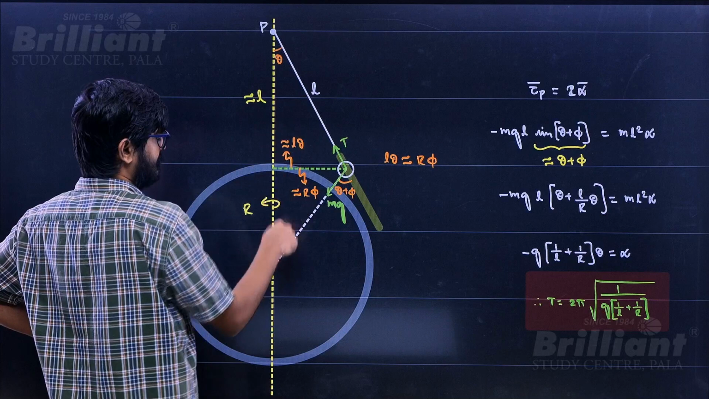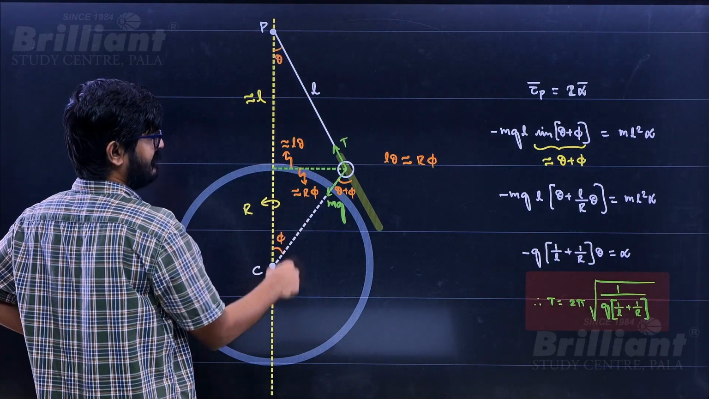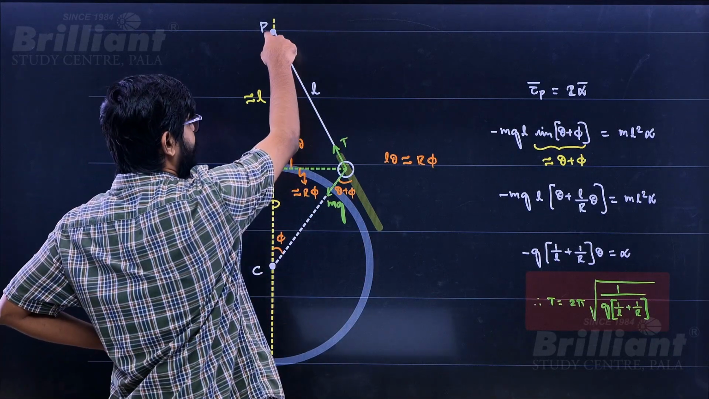So I am taking this as theta, this as phi. From this triangle I am getting this as L theta. From this triangle I am getting this as R phi. So the relation between theta and phi is this much. Now I need to take torque about this point.